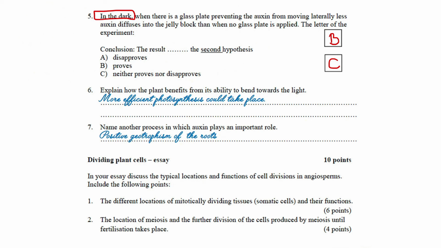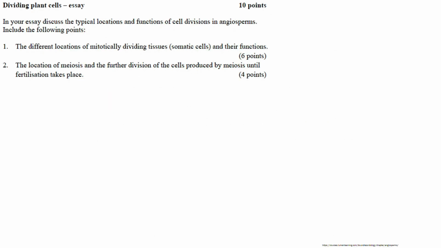So, in your essay, discuss the typical locations and functions of the cell divisions in angiosperms. Include the following points: the different locations of mitotically dividing tissues, somatic cells, and their functions, and the location of meiosis, and the further division of the cells produced by meiosis until fertilization takes place.